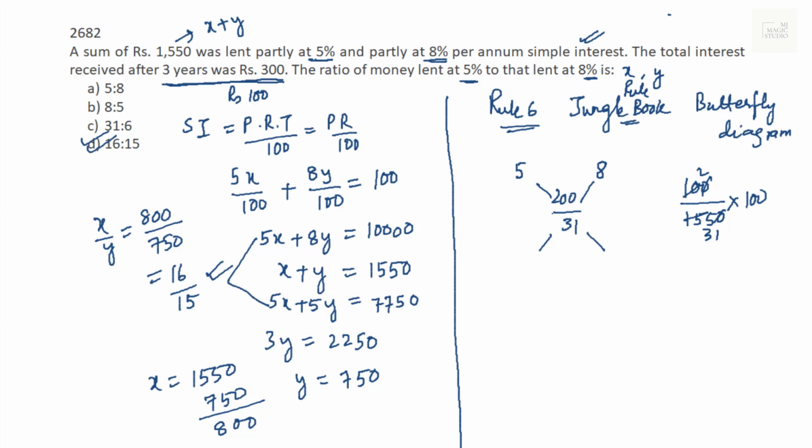200 by 31 minus 5 would give 45 by 31. 248 minus 200 would be 48 by 31. And now this ratio is our answer. That is divided by 3. 16 is to 15. Straight away we can get the ratio of x is to y if we use the cross diagram, and this diagram is always helpful. So I'll recommend, please do practice Jungle Rule Book butterfly diagram to solve these kind of questions.